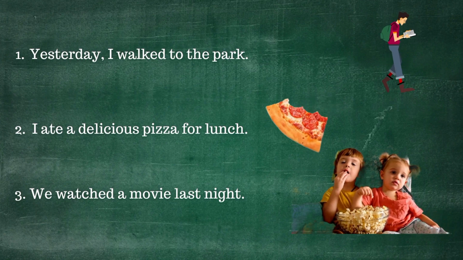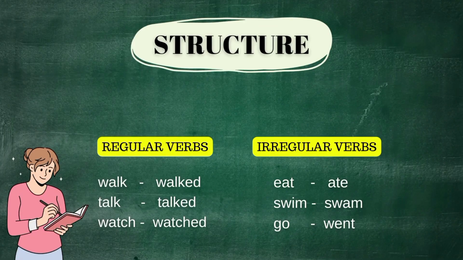Now, let's talk about how to form the simple past tense. For regular verbs, we just add -ed to the base form of the verb. For example, walk becomes walked, talk becomes talked, and watch becomes watched.